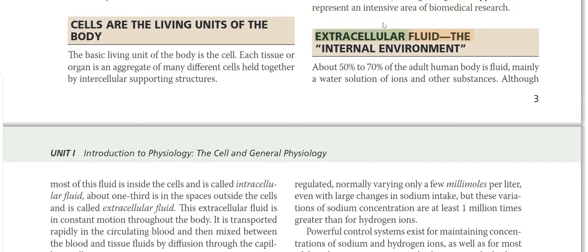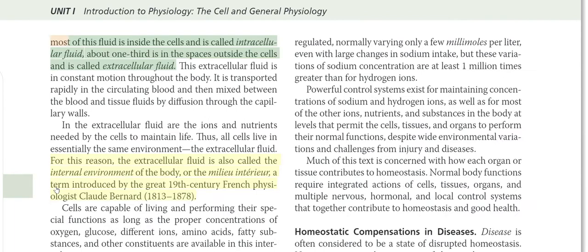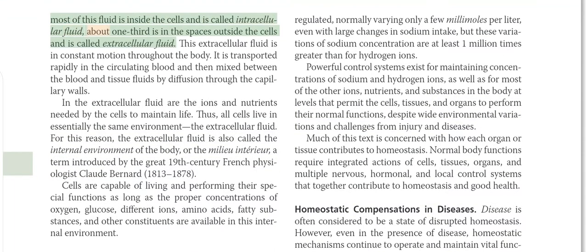Extracellular fluid. The internal environment. About 50% to 70% of the adult human body is fluid, mainly a water solution of ions and other substances. Most of this fluid is inside the cells and is called intracellular fluid. About 1/3 is in the spaces outside the cells and is called extracellular fluid.